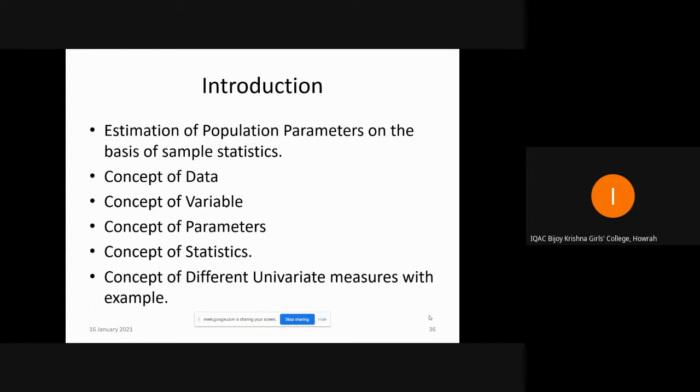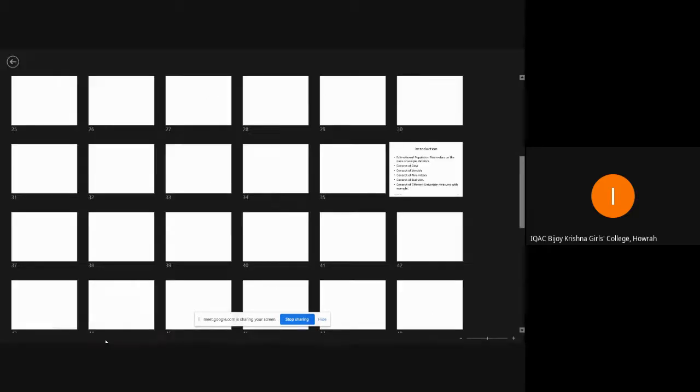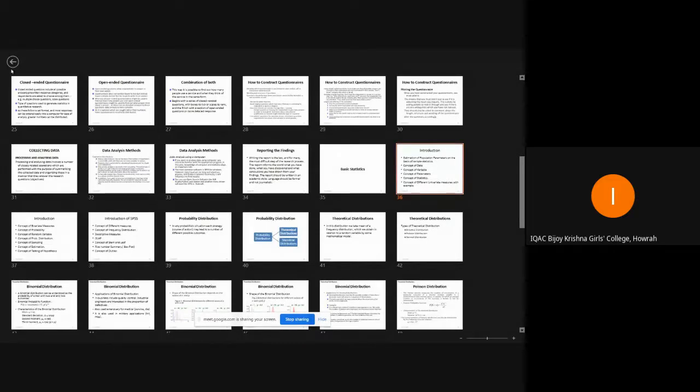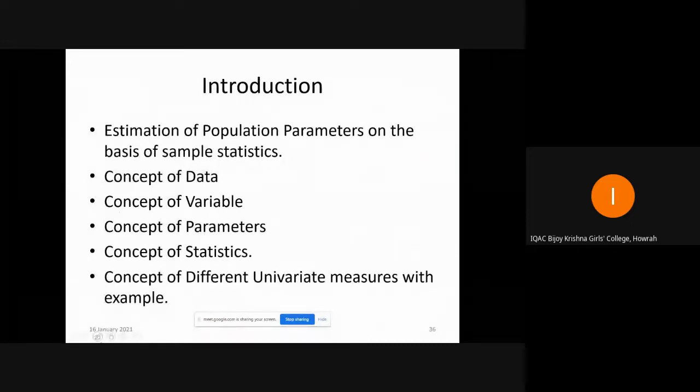Before starting this concept, I would like to say, first of all, tell me, is this screen visible to all of you? Yes, sir. Visible.